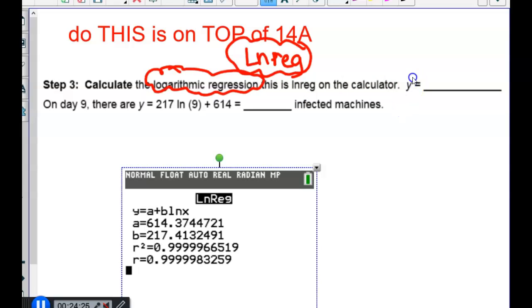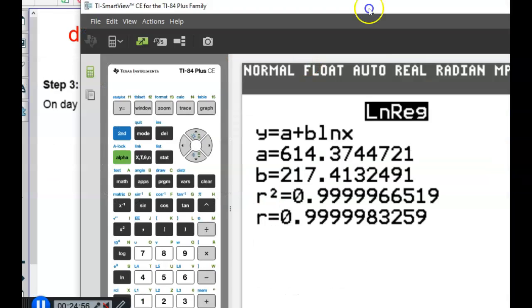All right, so we got y equals 614.37 plus b is 217.41 ln of x. Now they wrote it differently right here, but we're supposed to figure out on day 9. So tell me how I would do that since I have it saved.